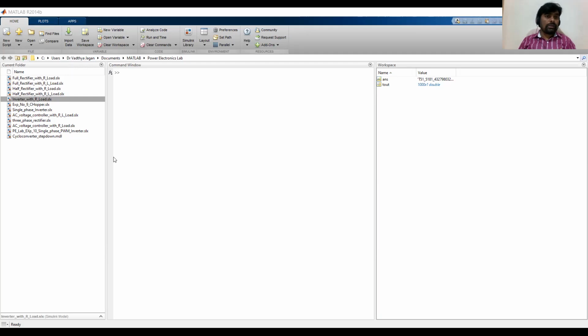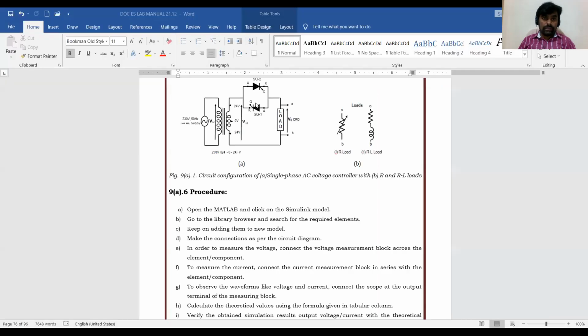If I see the AC voltage controller, I need to have 2 thyristors, T1 and T2. Then I need to have a single phase supply. Then there is a load at the output side.